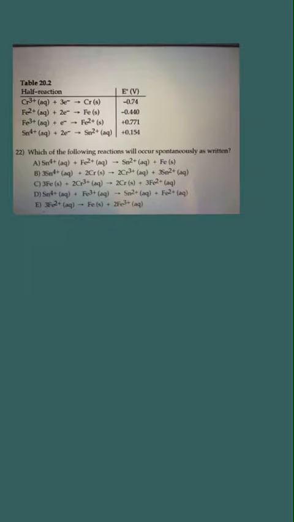To determine the standard potential of a reaction, we use the equation E standard is equal to E standard reduction plus E standard oxidation. From there, we determine based on the sign of E standard whether or not the redox reaction will occur spontaneously or not. E cell must be positive in order for the redox reaction to be carried out spontaneously.